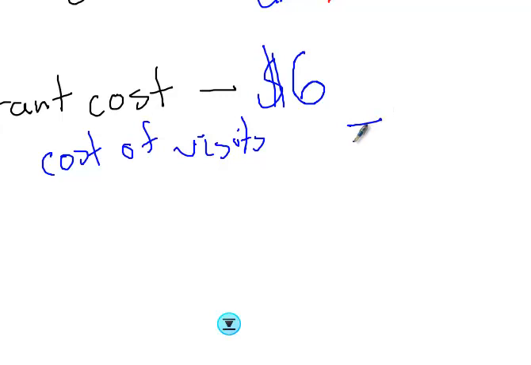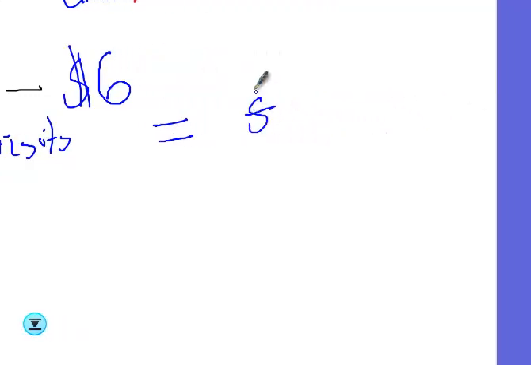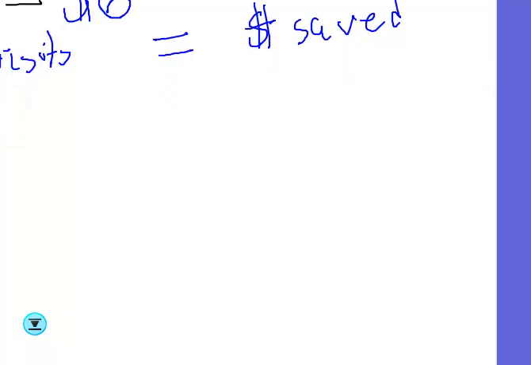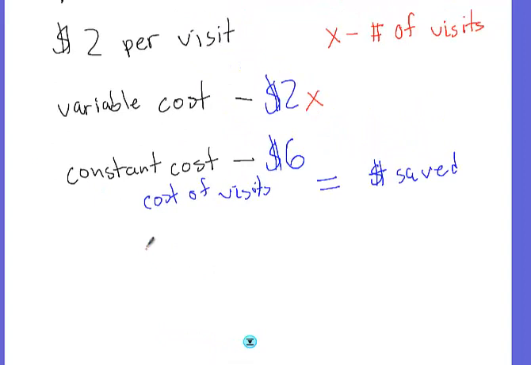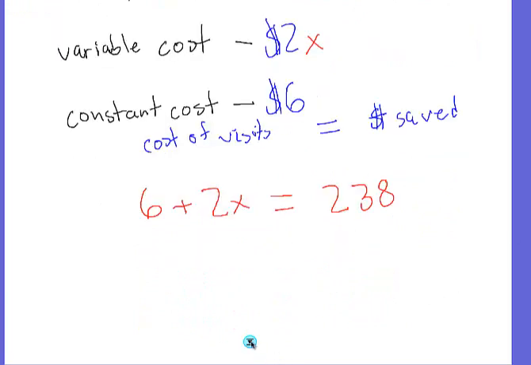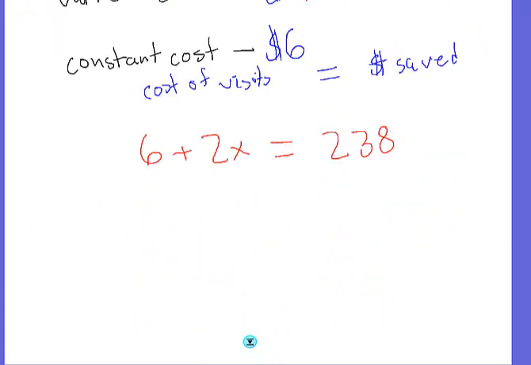Okay? And we want that to be equal to the money saved. All right? So we make our equation. We know that in order for us to go, the cost of the visits is going to be $6 for our membership fee, plus another 2x, where x is every time we visit. And we know that we saved $238 to go for the year. Okay, so our equation for this problem is 6 plus 2x equals 238.